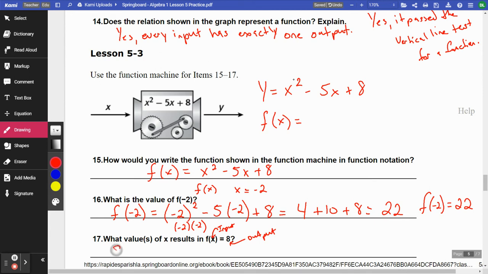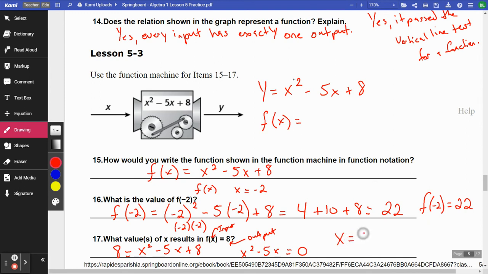So if 8 would equal x squared minus 5x plus 8, I simplify that by subtracting an 8 from both sides, and I get x squared minus 5x equals 0. Okay? So what value of x will give me 0? Well, if x is 0, right? That's going to give me 0 squared, which is 0, minus 5 times 0, which is 0. So that'll give me 0.